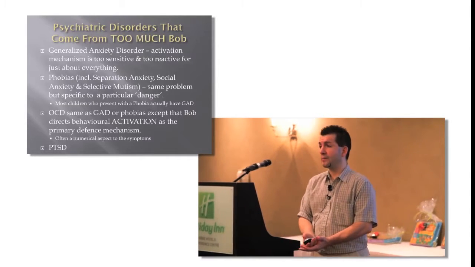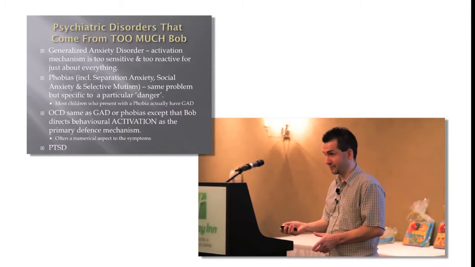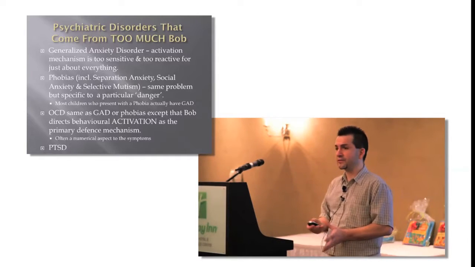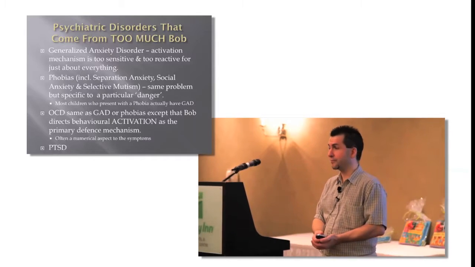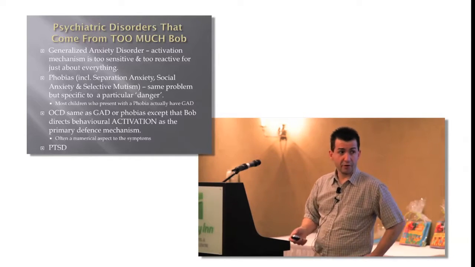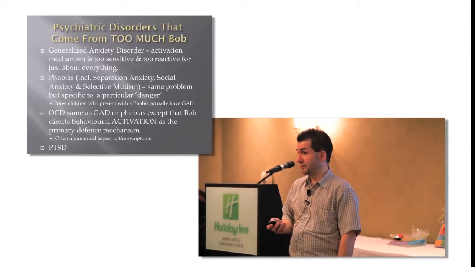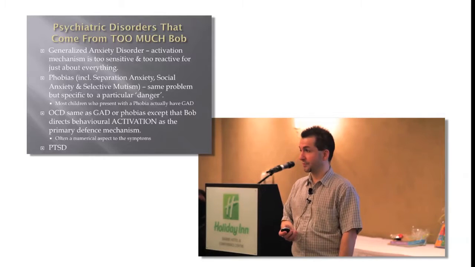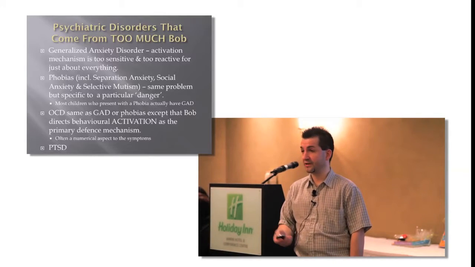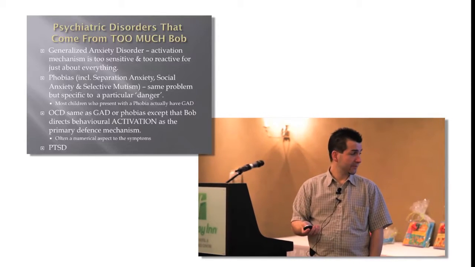In OCD, Bob takes a behavioral activation stance for some reason. And there also tends to be a numerical association with it. Numbers are usually very important to kids who have OCD for some reason. We don't know exactly why that's the case, but it is the case, and certainly they've got special numbers, good numbers, bad numbers. They count a lot of things. And the behavioral repetition that gets driven has a repetitive numerical quality to it.